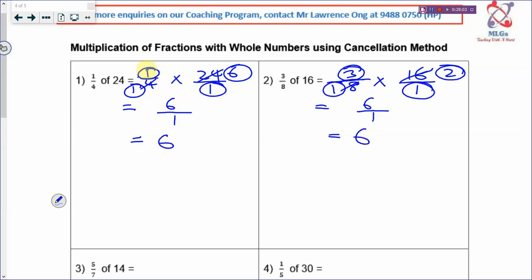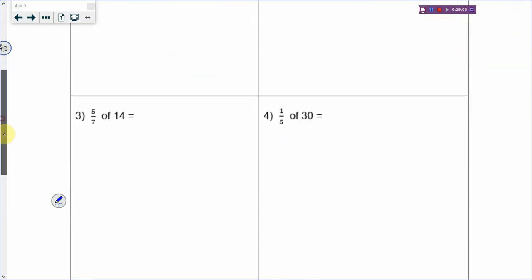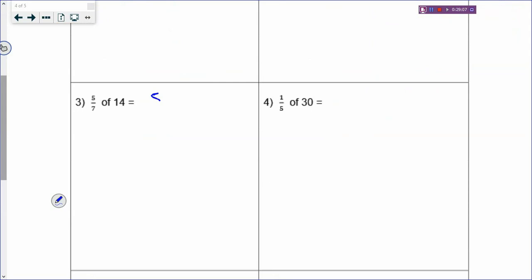Alright, let's look at one more example. How about 5 over 7 of 14? So 5 over 7 of is times 14. And how do you change the whole number into a fraction? Just over 1. It becomes an improper fraction. Alright, how do you cancel? Diagonal. 7 and 14 is a diagonal pair. Divide by 7, and 14 divide by 7.